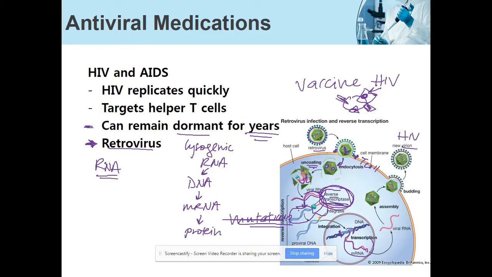So HIV being a retrovirus makes it particularly difficult for us to vaccinate against because the mutation rate is so incredibly high. Any protein that we see on HIV today is not the protein that we're going to see next week. And so a vaccine for one particular protein is not going to help us because it's not going to look like that in a week or a year.